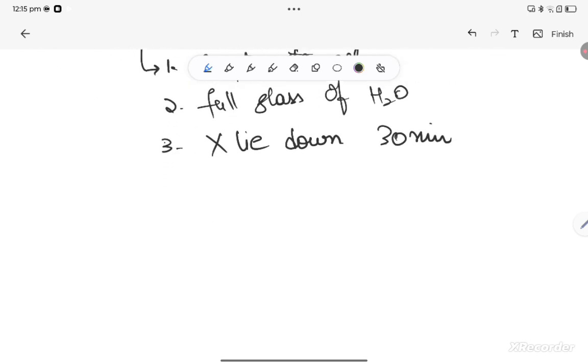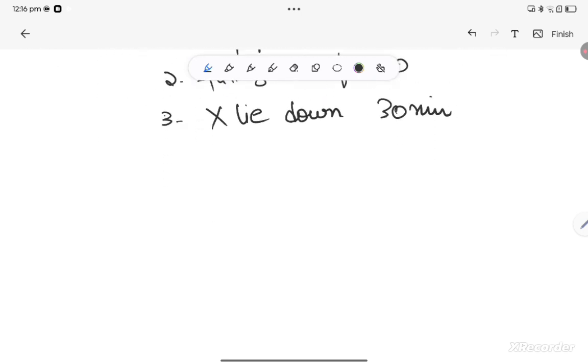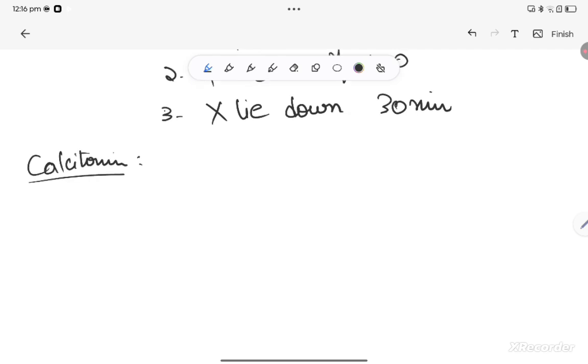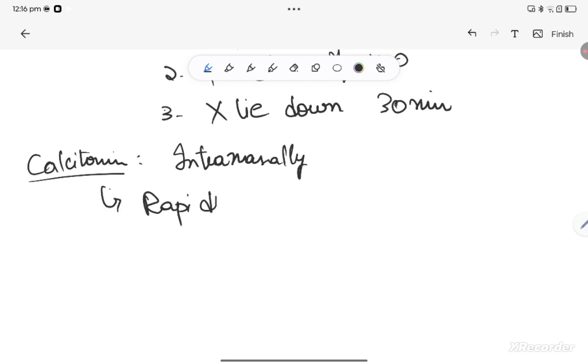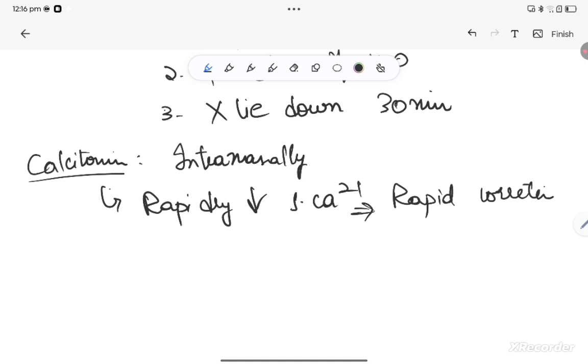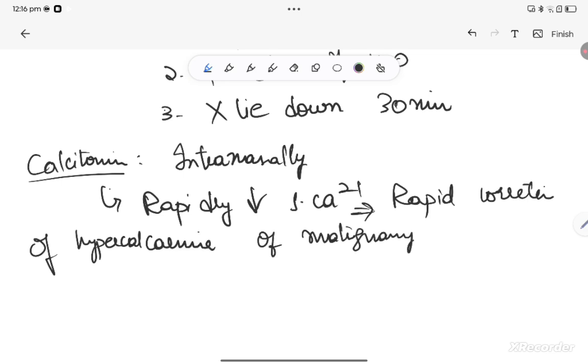Then comes calcitonin. See, there is nothing much to tell in calcitonin. It is primarily used intranasally and it rapidly reduces serum calcium levels. So this is primarily used for rapid emergency correction of hypercalcemia of malignancy. There is nothing more to add with respect to calcitonin. Now let us talk about the third group, estrogens.